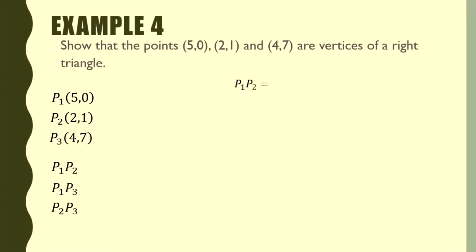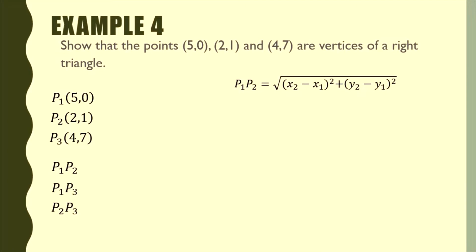First is let's recall our distance formula. Next is we are to define our x sub 1, y sub 1, x sub 2, and y sub 2 from the given points. P sub 1 is 5, 0, where 5 is x sub 1 and y sub 1 is 0. For the second point, x sub 2 is 2 and y sub 2 is 1. Then we have to substitute these values on the formula.